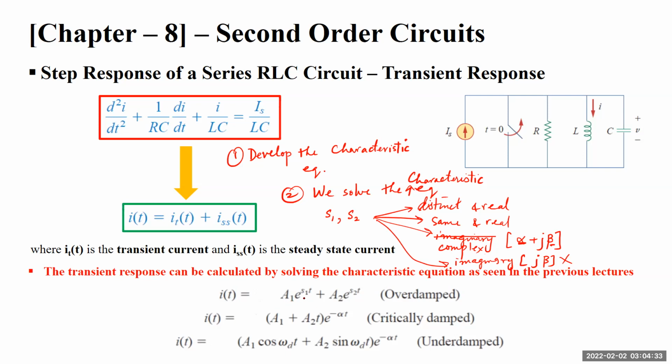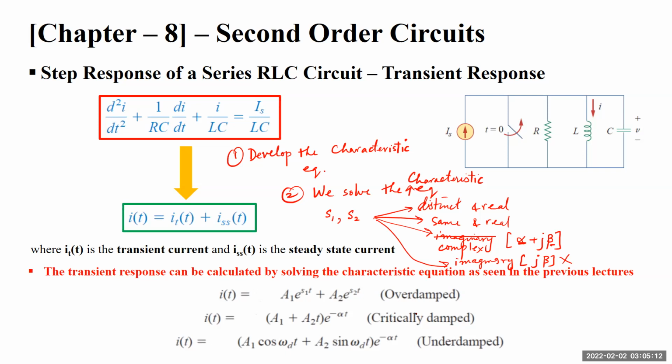So it is a1 e raised to power s1t plus a2 e raised to power s2t. Similarly, if the roots are same and real, the response is (a1 plus a2t) e raised to power minus alpha t. And similarly, if our roots are complex, our response is something like this: (a1 cos omega_d t plus a2 sine omega_d t) e raised to power minus alpha t. And I suppose that you have seen how to come up with these solutions as a part of your mathematics course on differential equations.